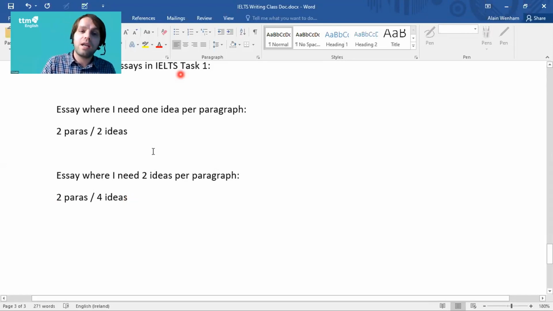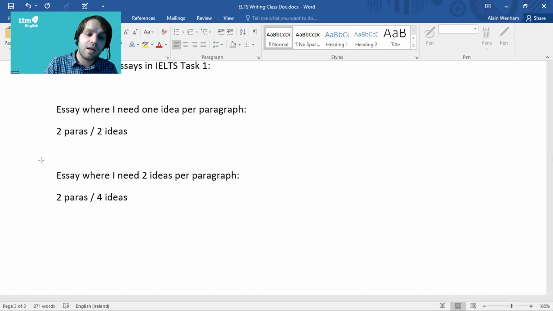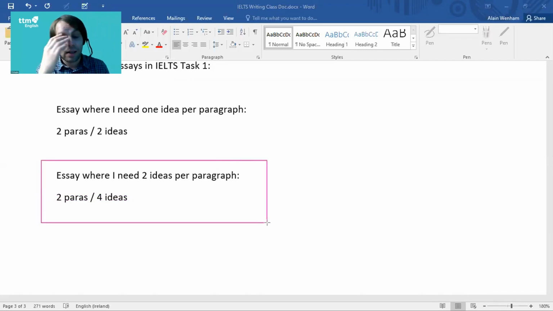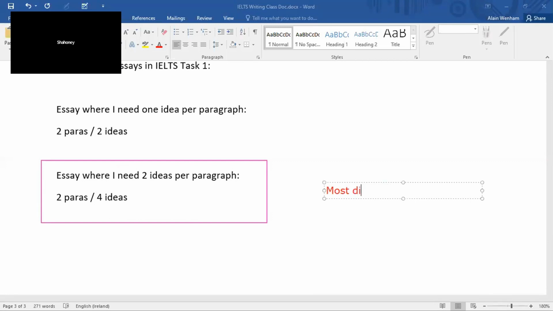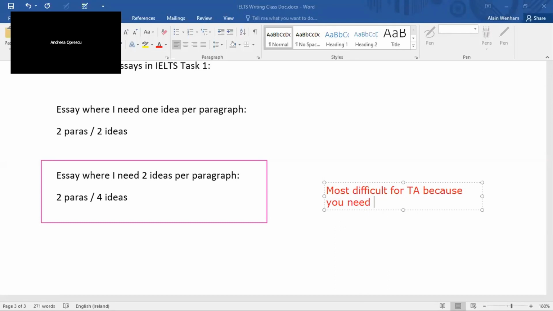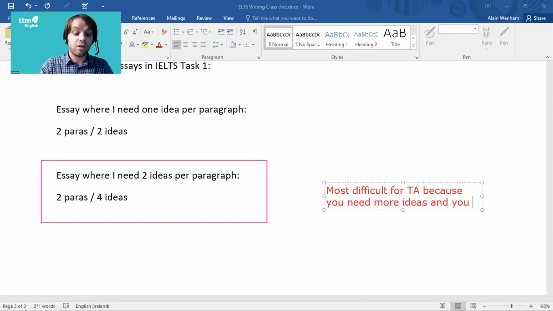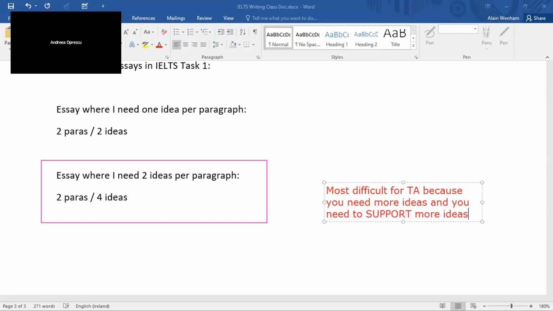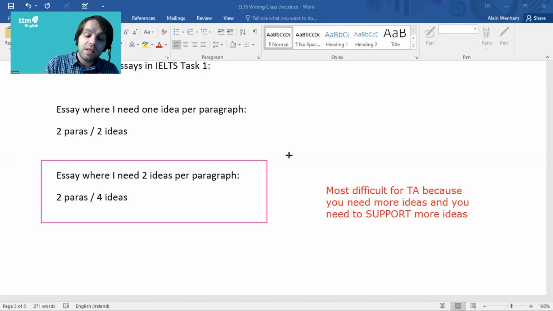Now, the thing I was getting Andrea to talk about in her group is that this is the problem. Why are these ones the most difficult? You need to have knowledge. Well, they're the most difficult for task achievement because, firstly, you need more ideas. That's true. And you need more support, more ideas.